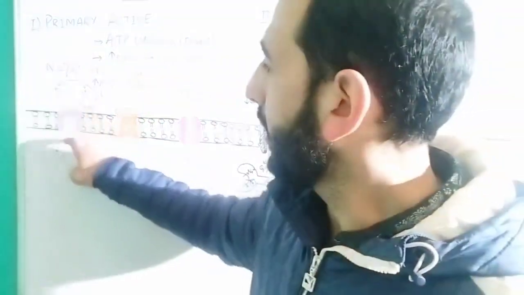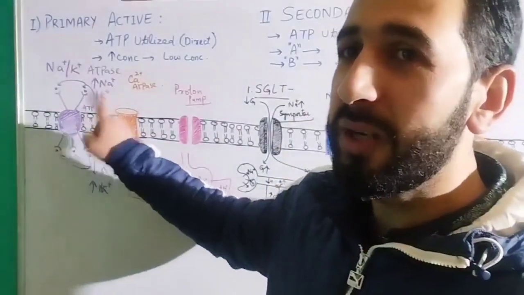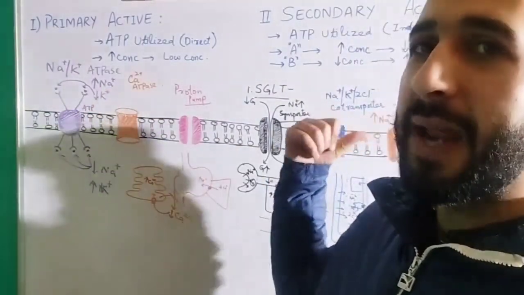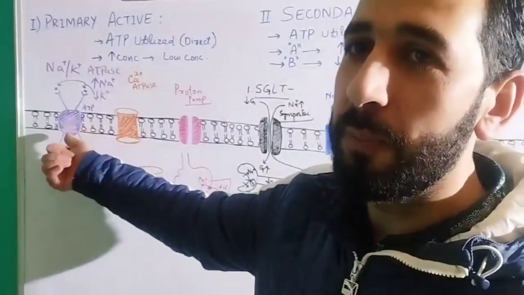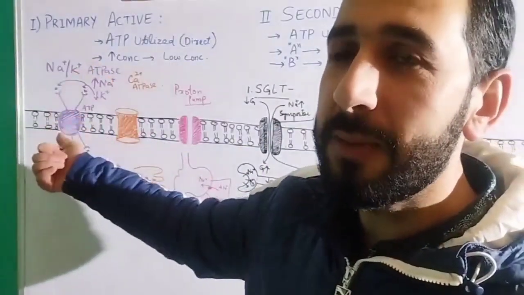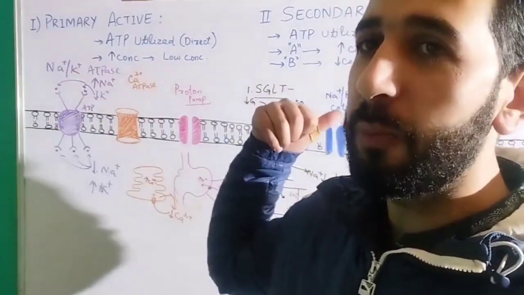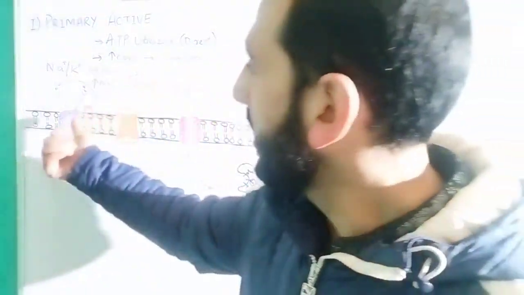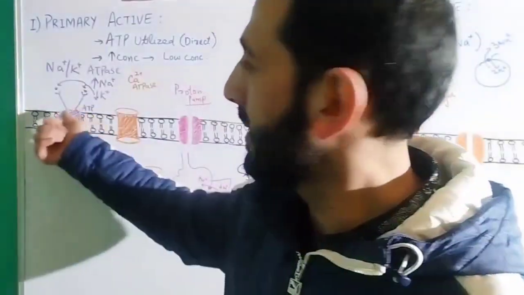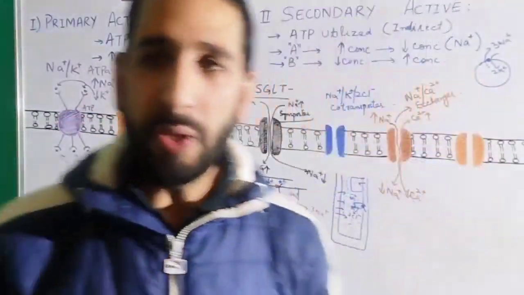If we are blocking the sodium potassium ATPase, what did I tell you? That all the secondary active transport mechanisms depend on sodium potassium ATPase. If sodium potassium ATPase is working, they will work properly. If this is not working, they will not work properly. And if sodium potassium ATPase is blocked by digoxin, what will happen?